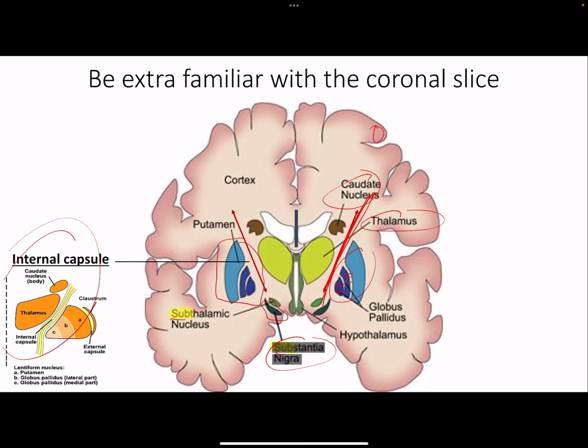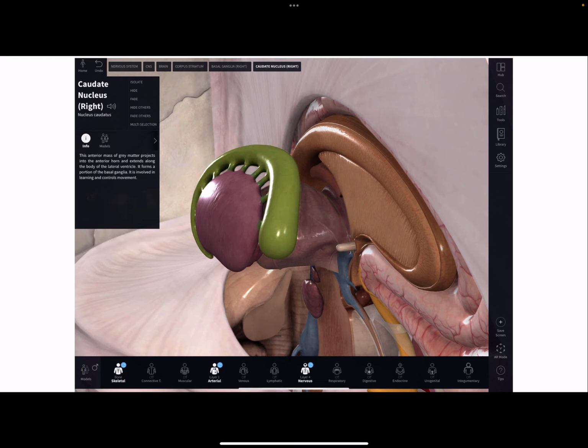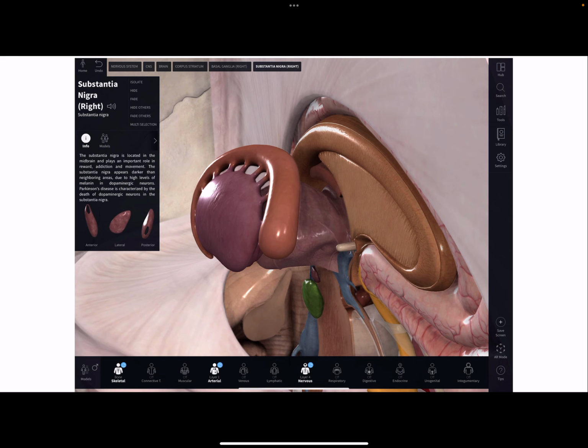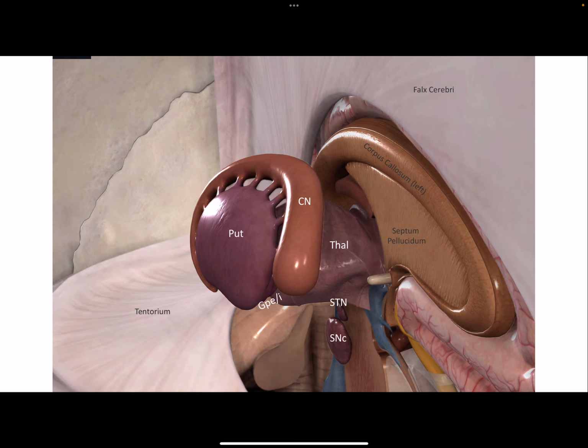Here's a better picture of the internal capsule. And in my opinion, the lentiform nucleus kind of looks like a candy corn. So that is just to illustrate what a horrible artist I am. That's something I drew. All right, so let's go ahead and watch this video. All right, so here's the thalamus, caudate nucleus, putamen. Okay, here's GPE, GPI, substantia nigra, that's dark, and then the subthalamic nucleus. And here's everything labeled again.